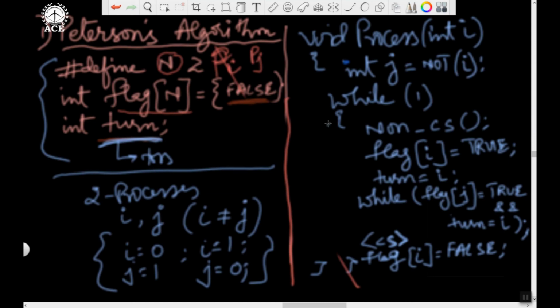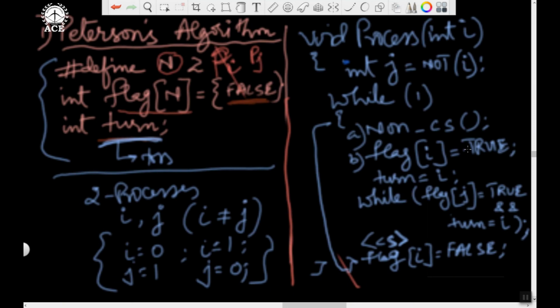Now the processes will be running in an infinite loop. What is the first thing? The first thing is the non-critical section, some part where the process is not interested in entering the critical section. Then what is the second line? Flag of i is equal to true. The process that is interested in the critical section will change its flag value from false to true, saying that I am interested.